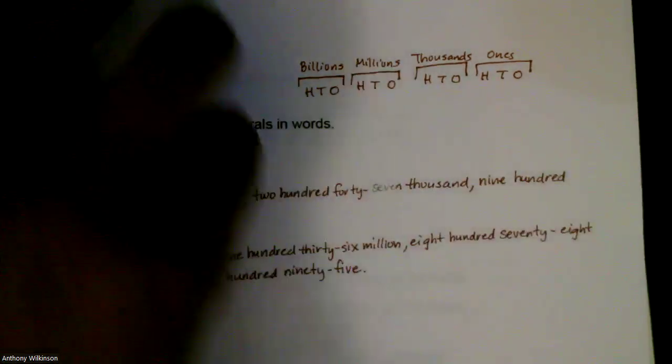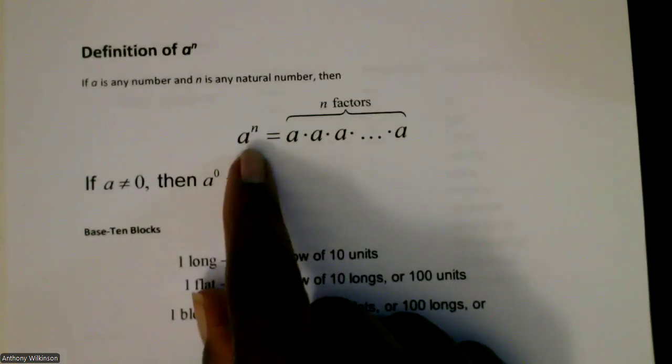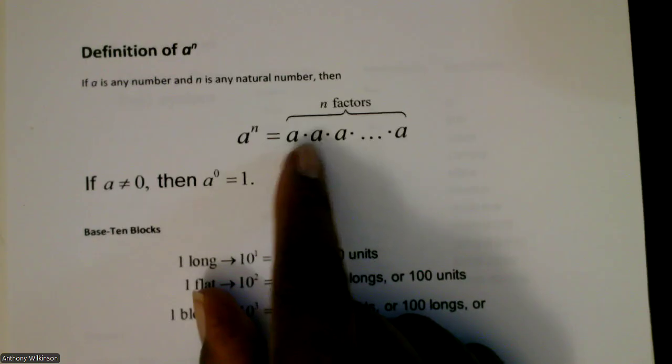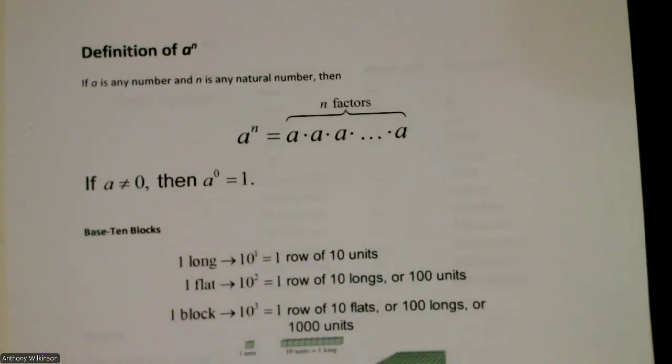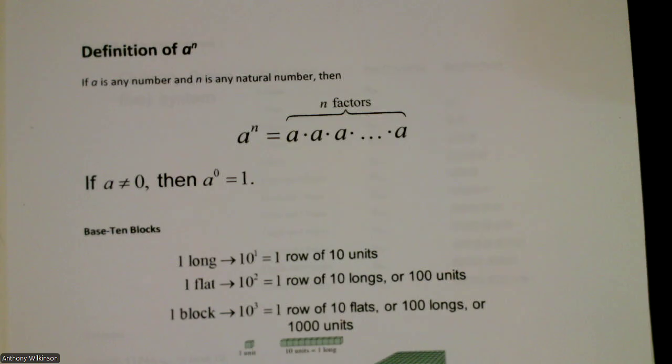All right, on the next page is the definition of a to the power n. And that says, if a is any number and n is any natural number, then a to the power of n would be this, a times a times a, and so on, up to times a. In other words, that exponent tells me that your base a is going to be used as a factor n times.